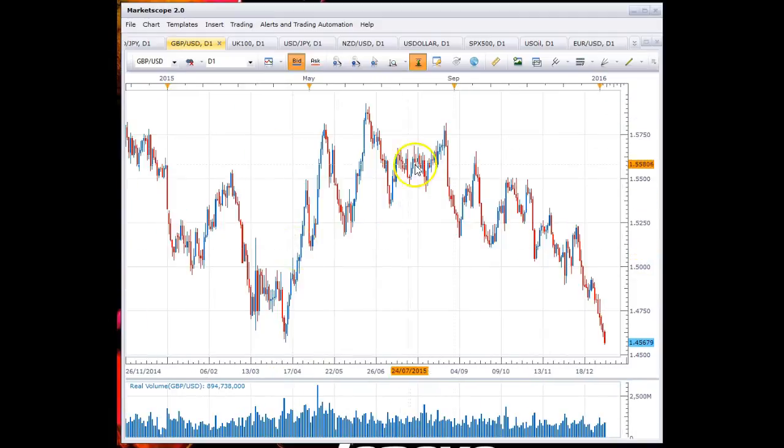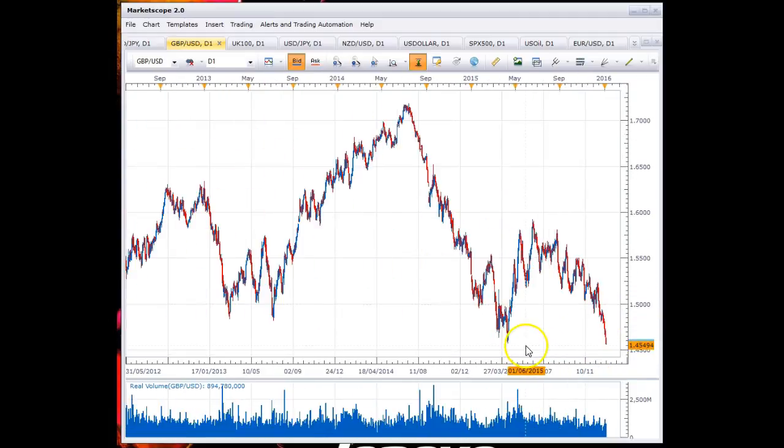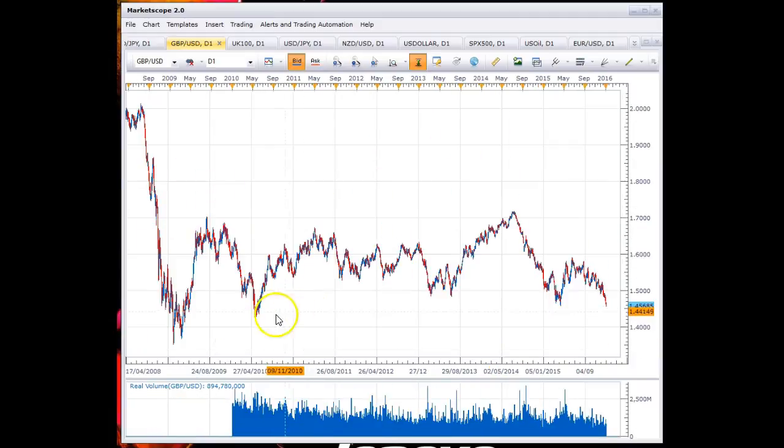In fact, short term, starting from about here, which is back in June of 2015, we've had really almost a channel, and then we've even broken that. So it's been a precipitous descent to these levels here. 1.45 is roughly where we were in April 2015, and also 1.45 is there.